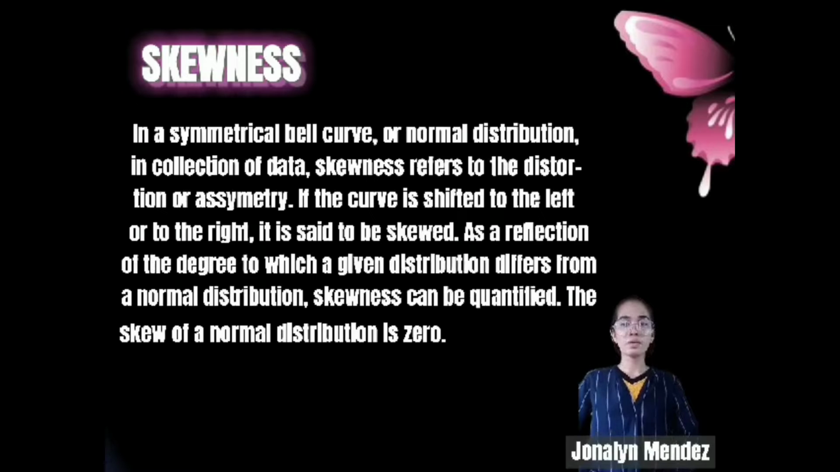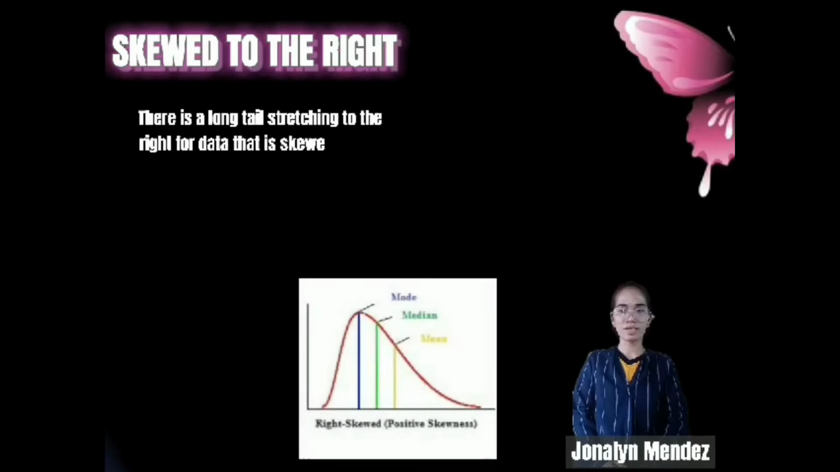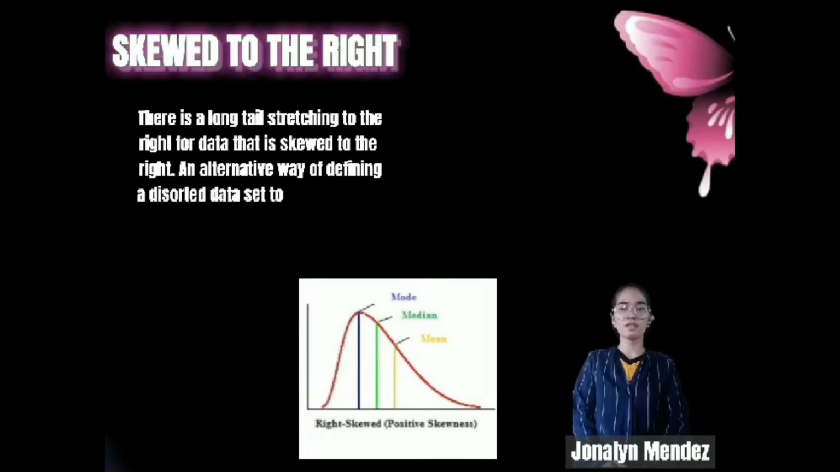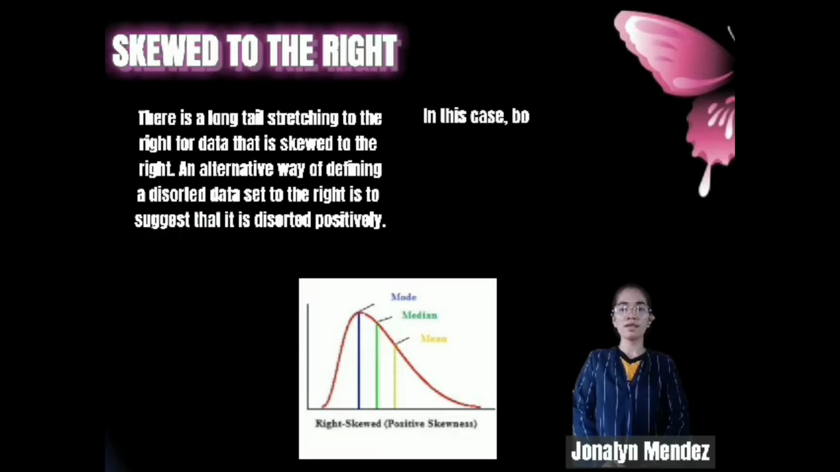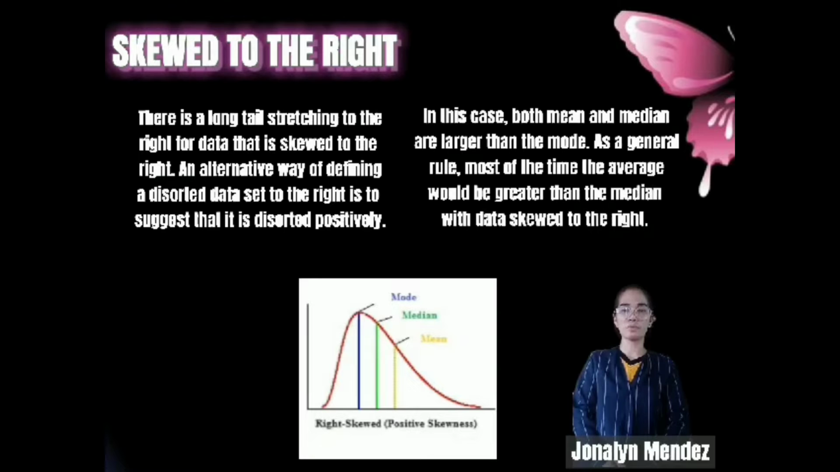Skewness can be quantified. The skew of a normal distribution is zero. There is a skewness skewed to the right. There's a long tail illustrated on the right for the data. Skew to the right is an alternative way of defining data distributed on the right, which suggests that it's distributed positively. In this case, both the mean and the median are larger than the mode.